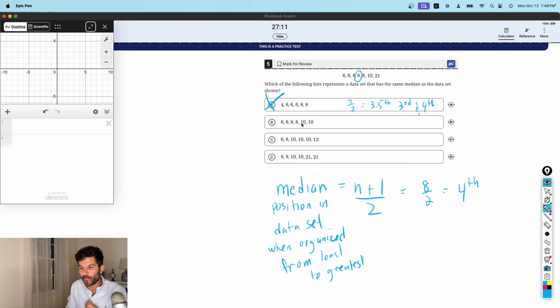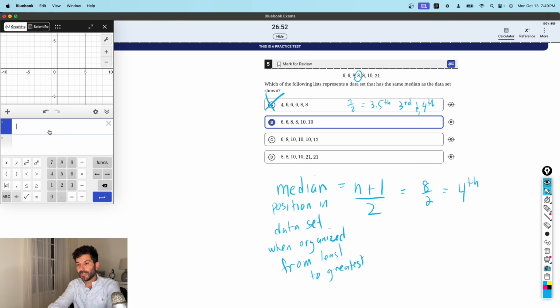Here I've got 2, 4, 6. I have 6 data values. So if I add one, that's 7. 7 over 2 again is going to be the 3.5. So the average of the third and the fourth. Third is 8. Fourth is 8. That's an average of 8. So this guy right here will be my answer. That'll be choice B.